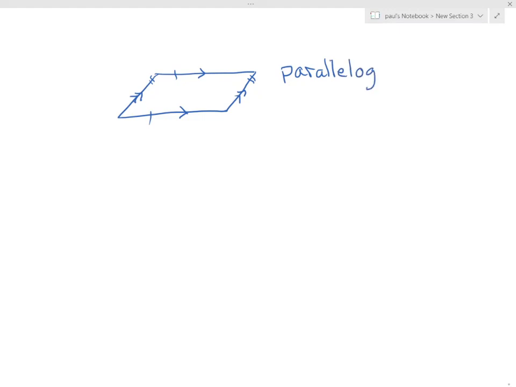That's it. Now, you can have this shape where that is parallel to that, and the little arrows tell you that, and this is parallel to that one. And this top and bottom are also the same length, and the left and right are also the same length, and this is called a parallelogram.